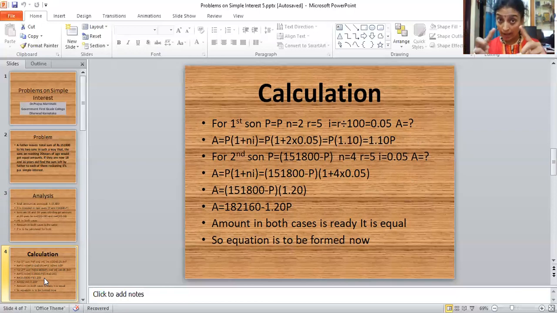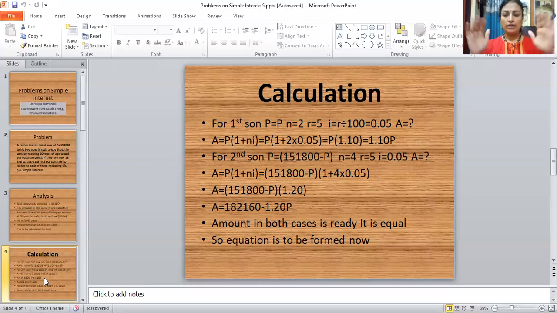If you multiply 2 into 0.05, it becomes 0.10, and 1 should be added to this. Now within the bracket 1.10. So before the bracket P is there. Therefore, A is equal to 1.10P. This is for elder son's case.